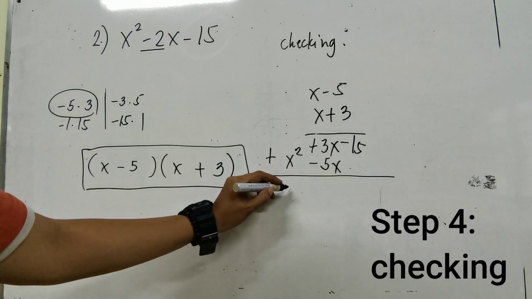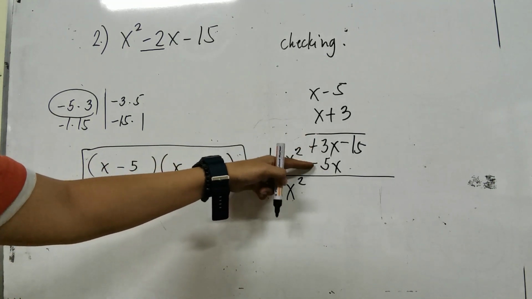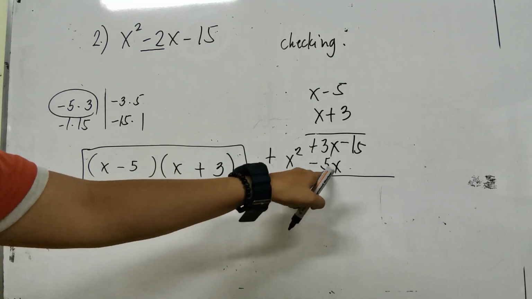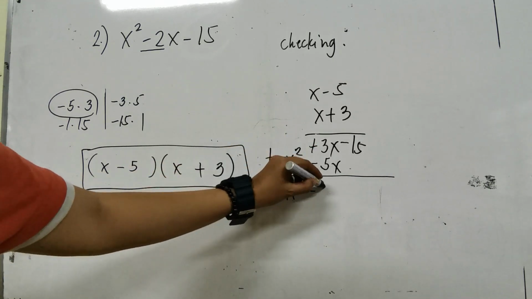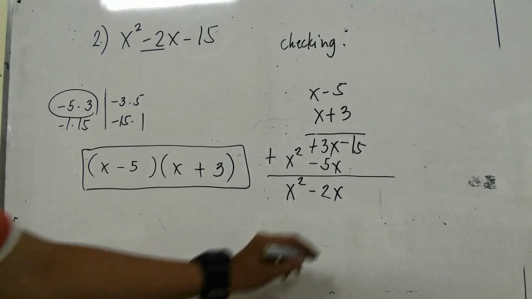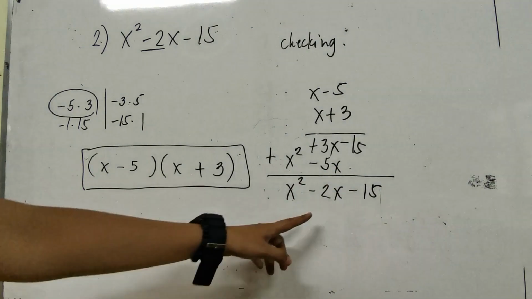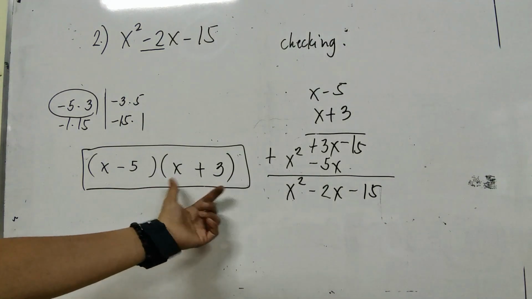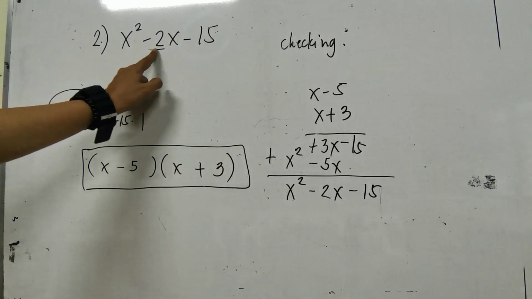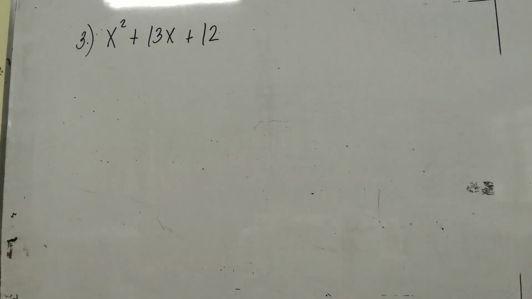Then, pag inad natin, bring down x squared. Ito naman ay magkaiba ng sign. So, ima-minus natin. Then, copy the sign of the higher number, which is negative 5. So, 5 minus 3 is 2. Copy the variable. Then, bring down 15. So, kung titingnan natin, yung ating sagot, when we multiply the factors, that is the same sa ating given or sa problem. Meaning, this is correct. Example number 3.